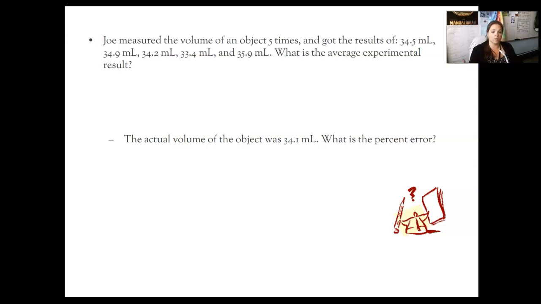All right. So what is the actual volume of the object? The actual volume of that object is 34.1 milliliters. What is the percent error? So we have our, you noticed on my board, I kind of kept it up there. There it is. Measured minus accepted over accepted times 100. So we're going to do it 34.6 ml minus 34.1 ml over 34.1 ml times 100. All right, I'm going to do the top first. So 34.6 minus 34.1, you should get 0.5.